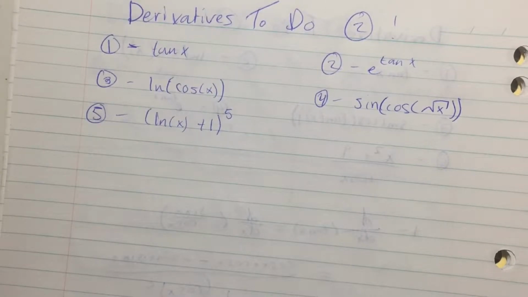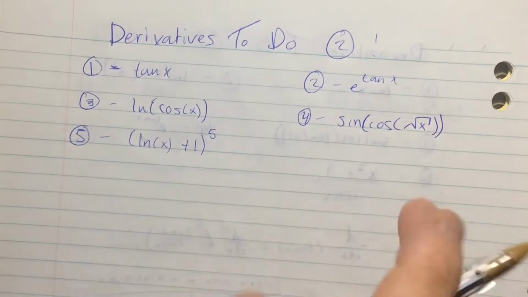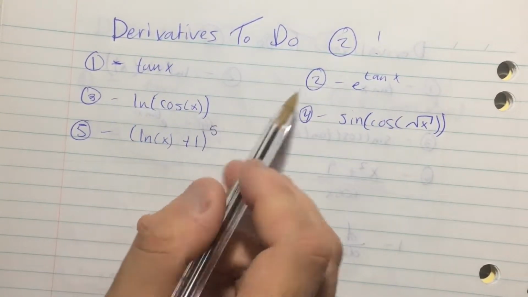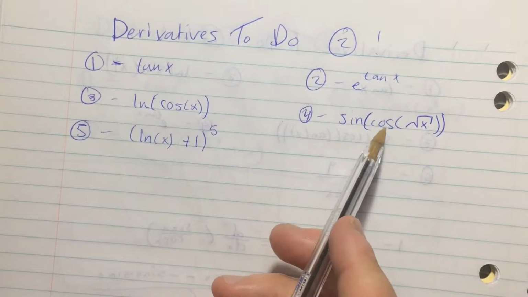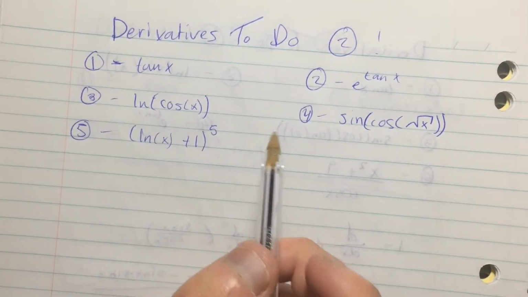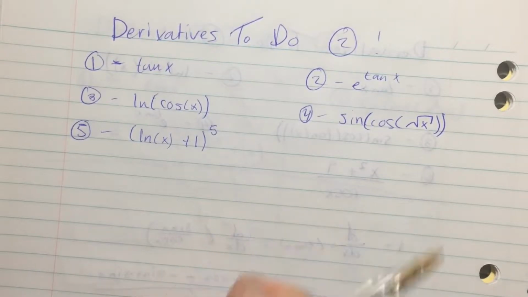Alright, let's get into it. So, I am doing my second derivative video. Tangent x, e to the tangent x, ln of cosine of x. And then sine of cosine of square root of x. And then ln of x plus 1 all raised to the fifth. Let's do it.